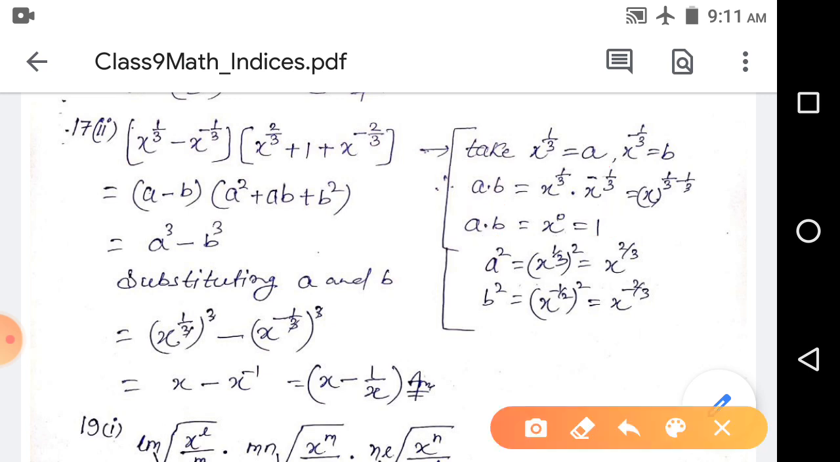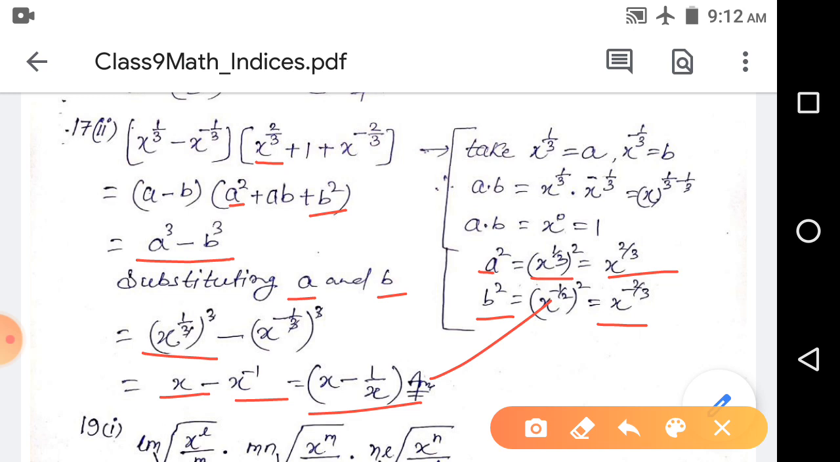Now for a square we have to write x to the power 1 by 3 whole square, that means x to the power 2 by 3. For this x to the power 2 by 3 we can write a square, and for x to the power minus 2 by 3 you can write b square. Now see, this becomes the formula a cube minus b cube. Substituting the values of a and b, we can write x to the power 1 by 3 whole cube as a cube and x to the power minus 1 by 3 whole cube as b cube. So what is left is x plus x to the power minus 1. So this is the answer.